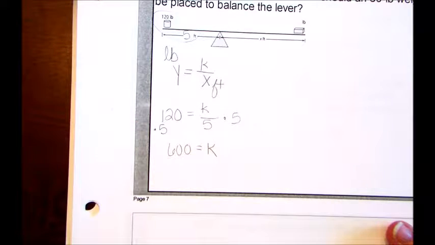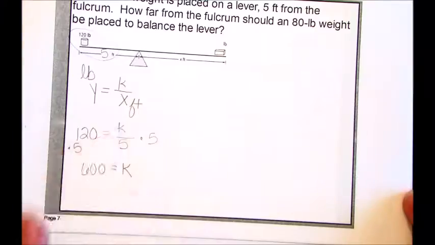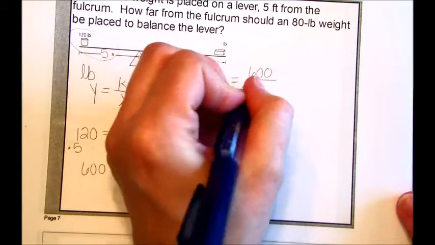Now we make our equation, just like we have in the past 3 problems. So we do y equals that 600 over x.